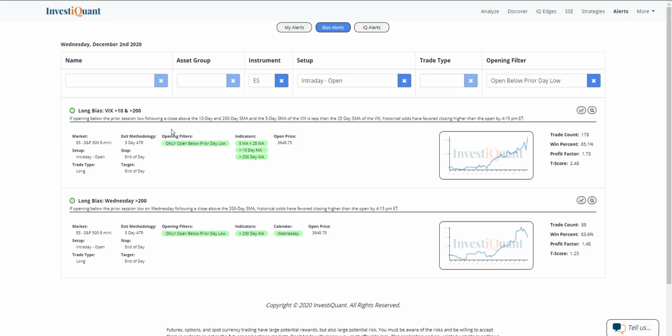And the pattern was based upon opening below the prior day low when the 5-day simple moving average of the VIX is less than the 25-day simple moving average of the VIX, and you are above a 10 and 200-day simple moving average. So kind of a bull market pattern that's being described there in those indicators. When that happens and you open below the prior day low, the long bias signals, and it's historically favored the long side. I'm going to go ahead and load this in here.